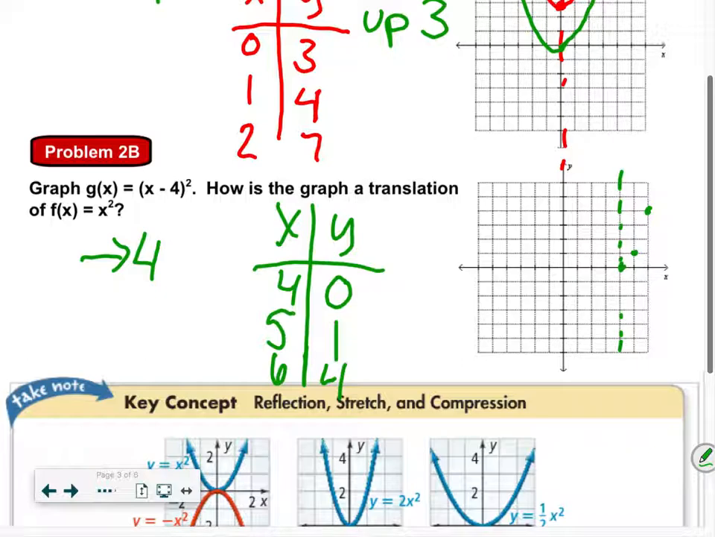Okay, so I have my vertex here at 4, 0. I have my axis of symmetry at 4. All you gotta do is mirror your points and draw our curved line. And we are correct, it went right over. Okay, good there? Yes. Okay.